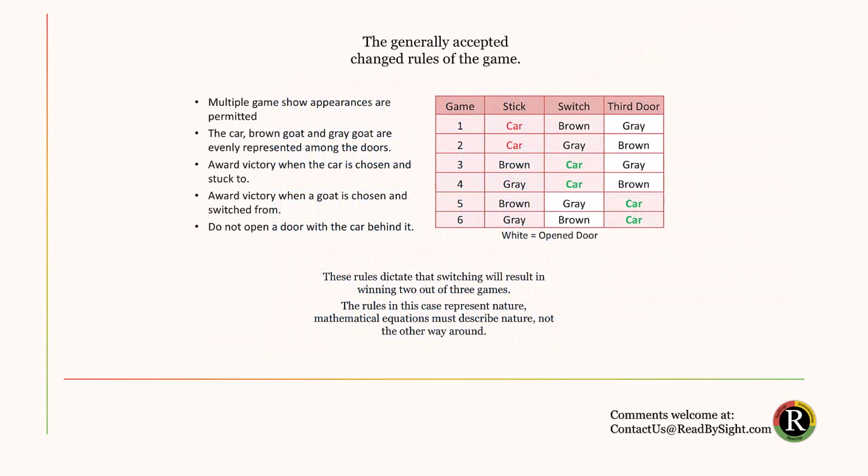Now, these are the generally accepted rules of the game throughout the literature. Multiple game show appearances are permitted. That's a change from the original scenario on a game show. The car, brown goat, and gray goat are evenly represented among the doors, so we've spread them out or distributed them evenly or randomly, as it's often phrased. We award victory when the car is chosen and stuck to. However, that's not going to happen because we're going to follow the scenario of always switching. So we award victory also when a goat is chosen and switched from. So those are these 4 last rows, and they all result in victory.